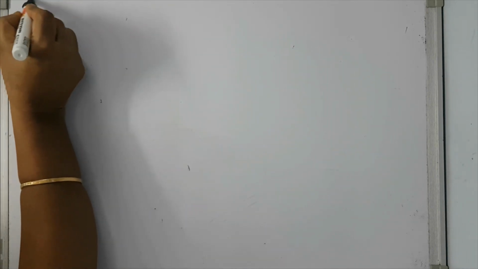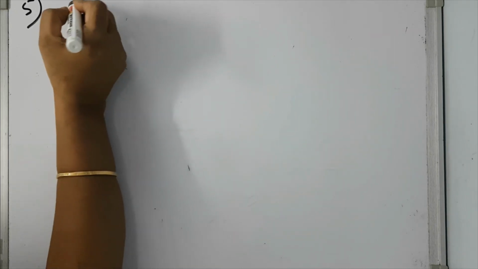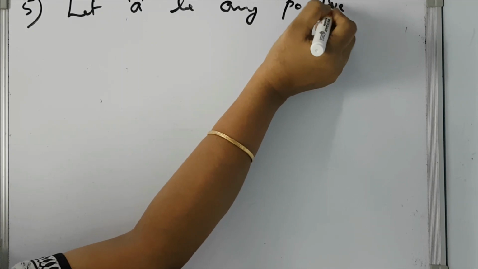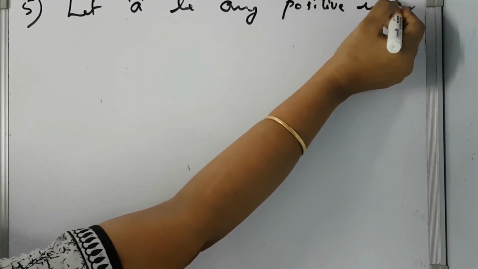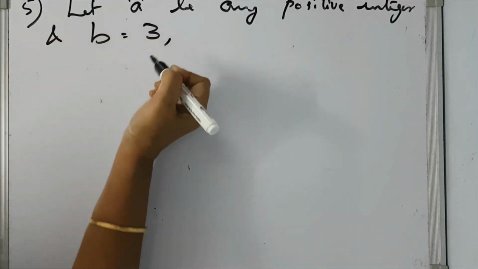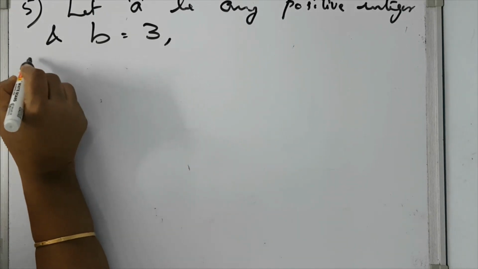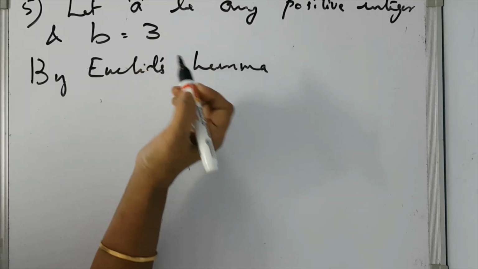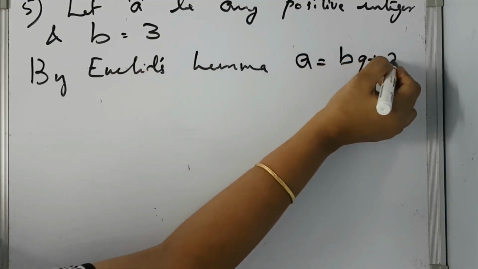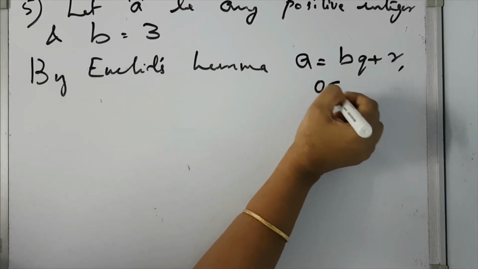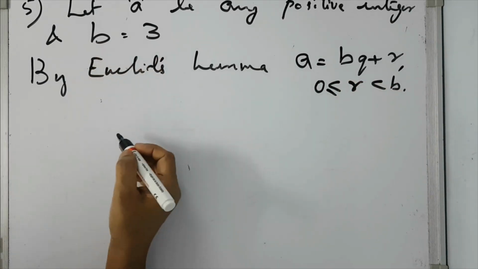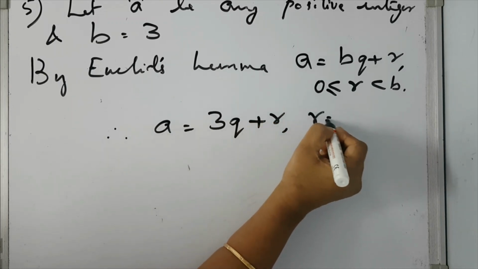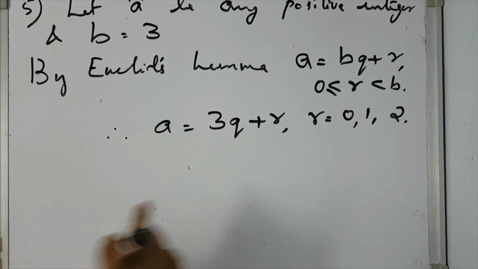Okay. 5th question. As usual, let a be any positive integer and b is equal to 3. By Euclid's lemma, a is equal to bq plus r, where 0 less than or equal to r less than b. So we are taking b as 3. Therefore a is equal to 3q plus r, where r can be 0, 1 and 2. Now we have to consider only these 3 cases.